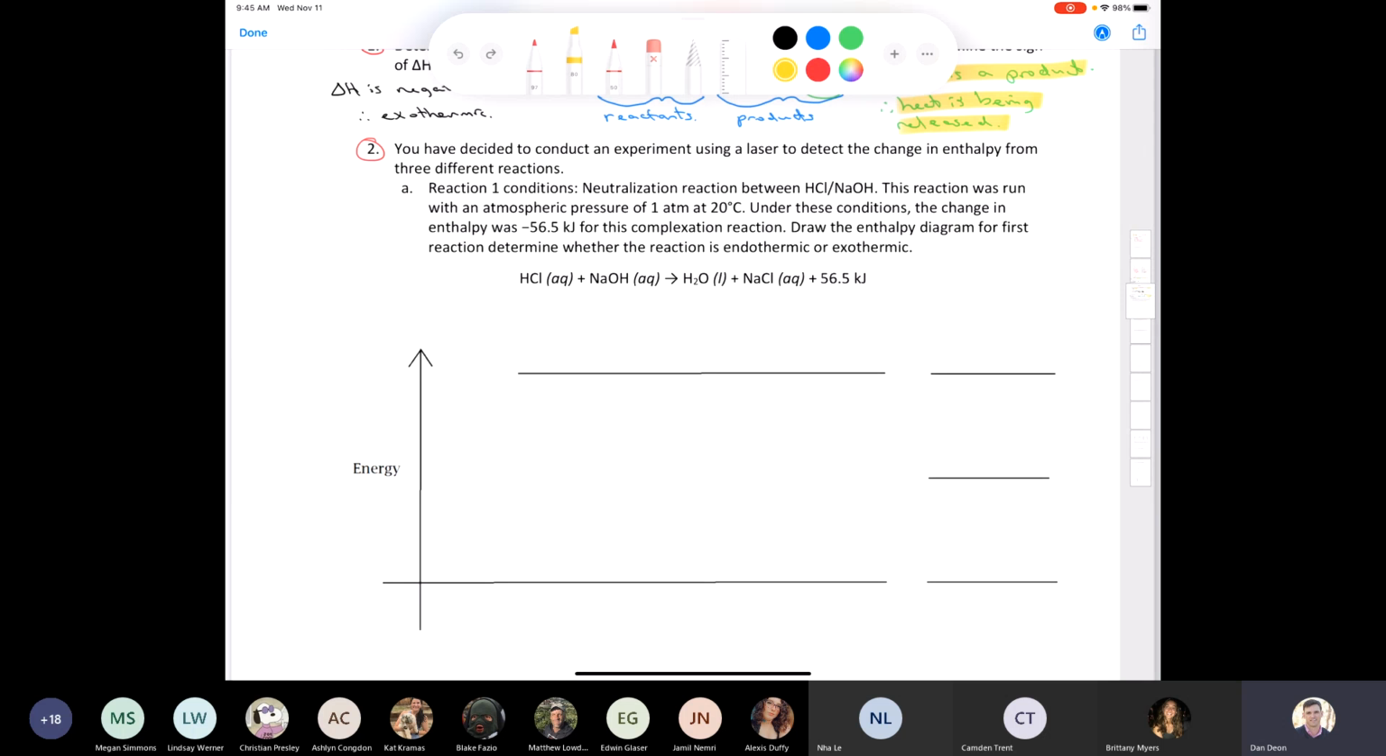Well, what it's saying here is that we want to draw the reaction in terms of its energy, right? What has more energy, or what has less energy, I should say?